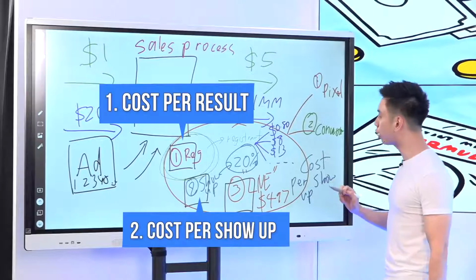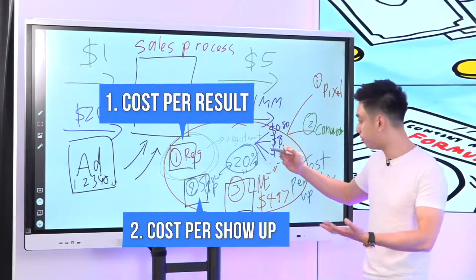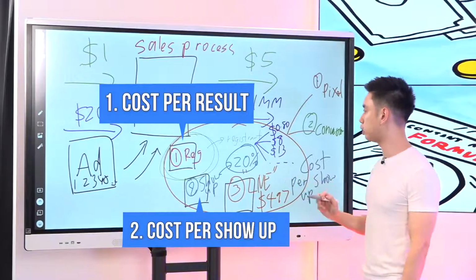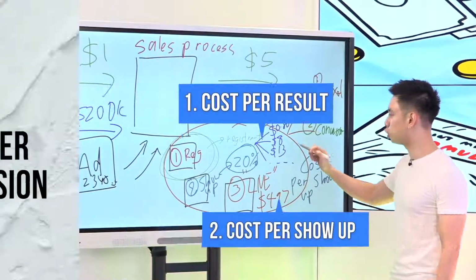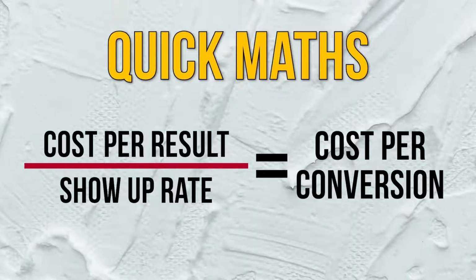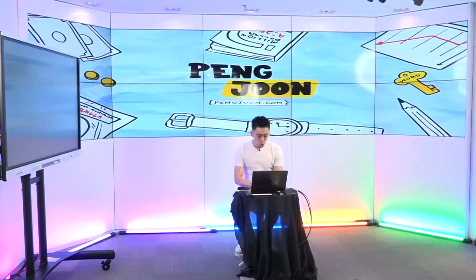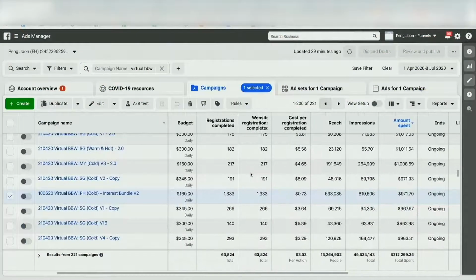So I understand that my cost per show up, depending on the different factors again, because my show up rate is 20%, is about 5 times more than my cost per registrant. So going back to this campaign, you'll notice that some of these campaigns here, right?